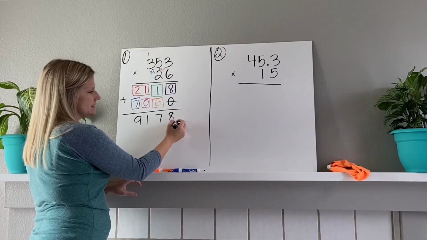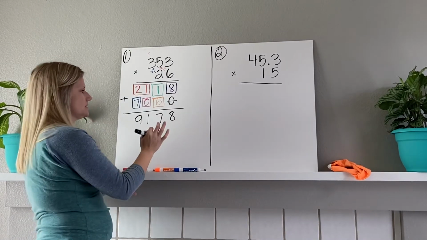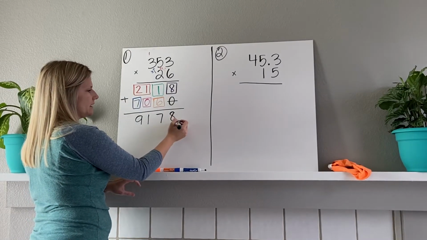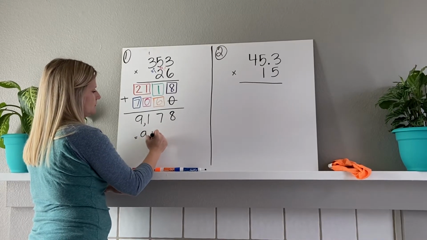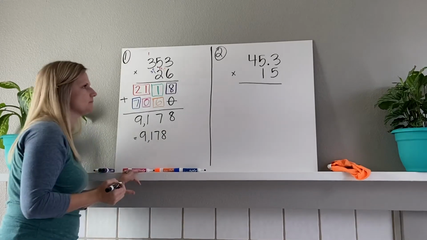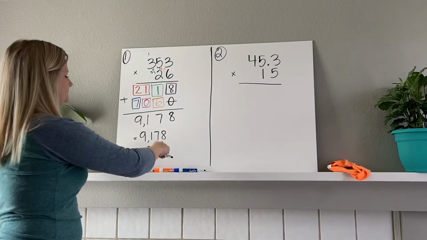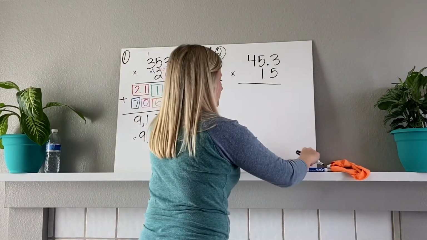If we start on our right side and go over 3 place value positions, that's where our comma goes. So we're starting on the right, 1, 2, 3. Your answer is 9,178. Now over to our decimal multiplication.